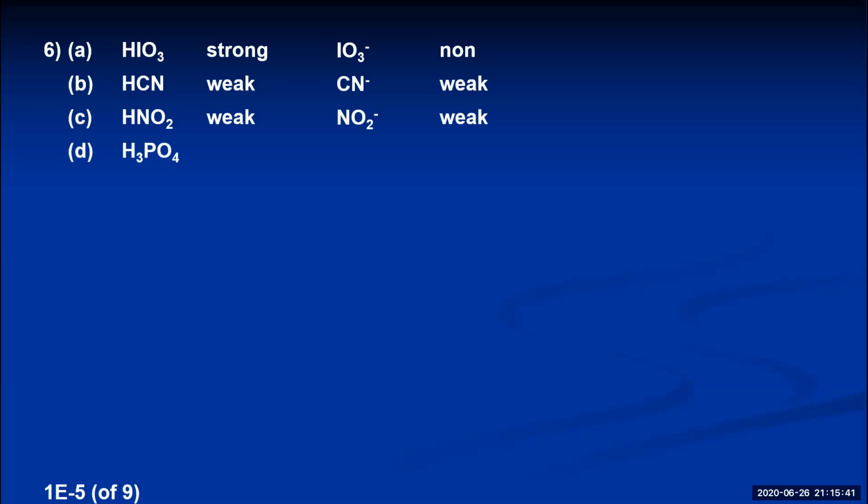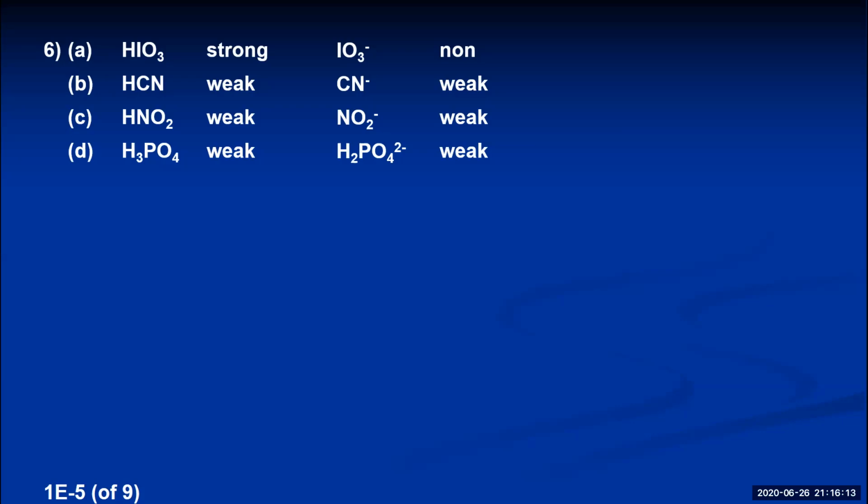D, H3PO4. This has 4 O's and 3 H's. It only has 1 more O than H in its formula. That means phosphoric acid is a weak acid. The conjugate base is what you get when you lose a single hydrogen ion. So when 1 hydrogen ion is removed, you get H2PO4-, and this should have a charge of only -1 because we've only lost 1 hydrogen. If the acid is weak, the conjugate has to be weak, so H2PO4- must be a weak conjugate base.